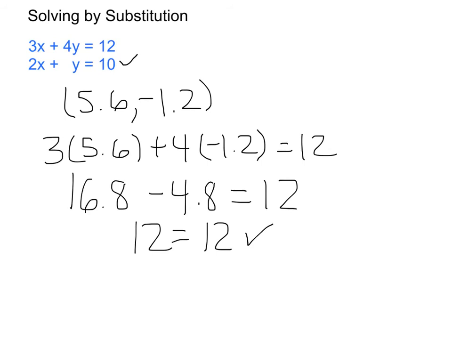If you check your answer and it doesn't work, go back and check your work, see if you can find your mistake, because a false check tells you that your answer does not work in both equations. Don't forget to write your solution as a coordinate point. The solution to this system is 5.6, comma, negative 1.2.